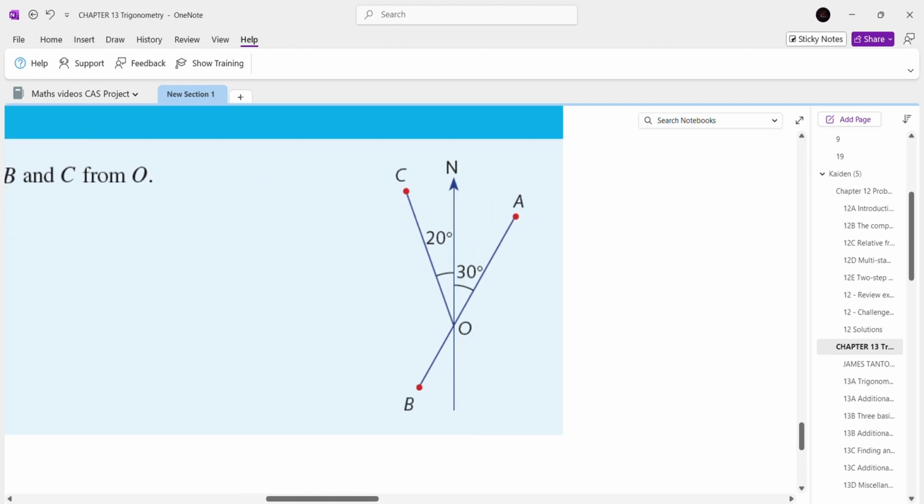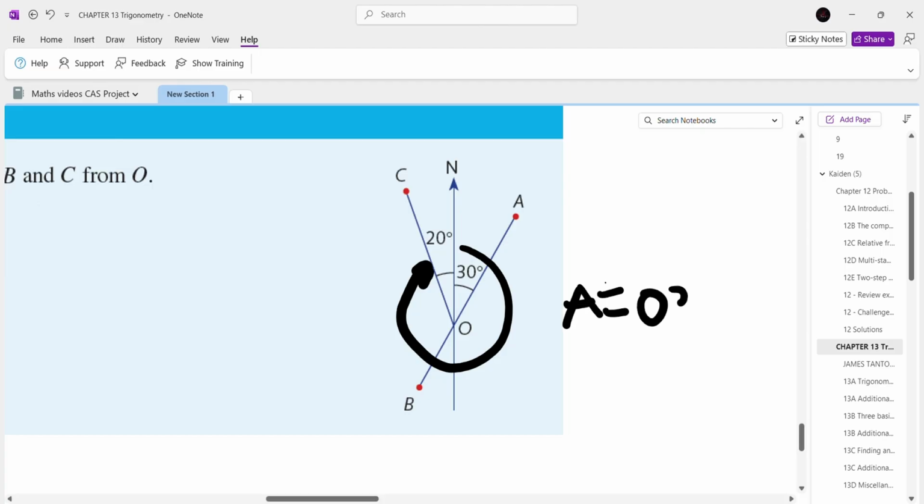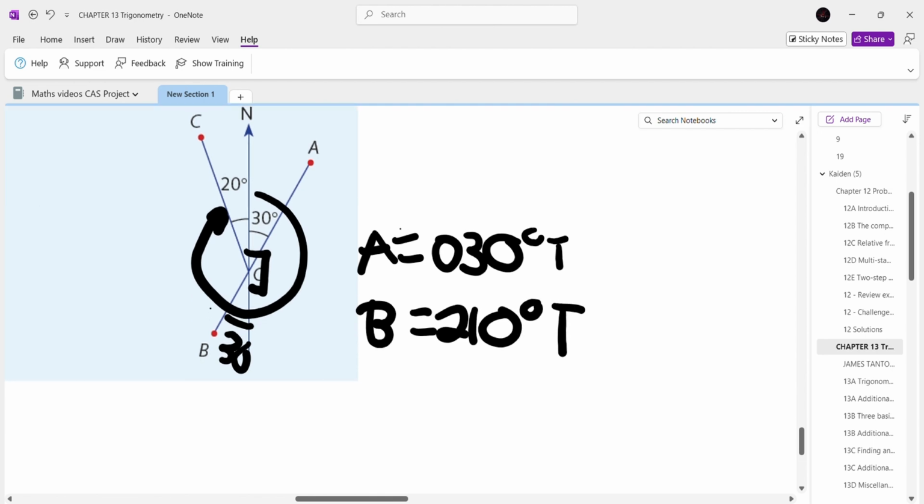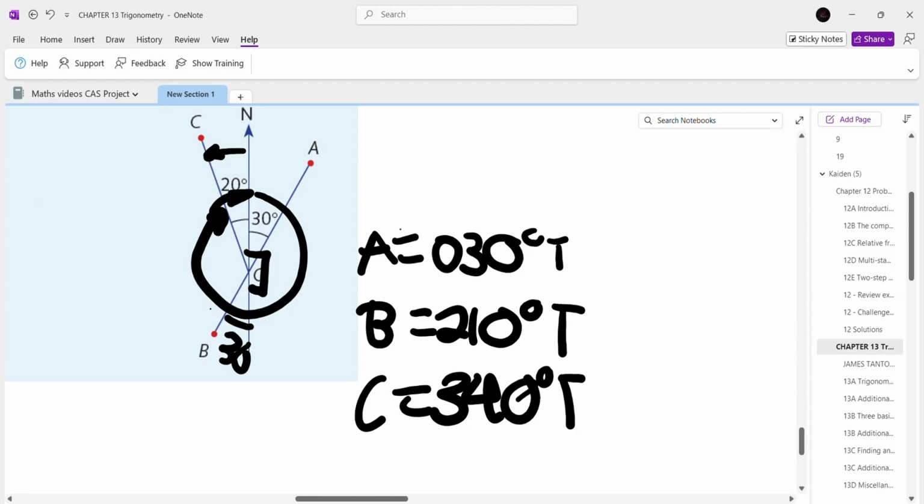So our true bearings with this, right here, obviously we go around clockwise like this. So 30 degrees right here. So A would just be at true bearing 030T. B, being opposite to this, is just 30 degrees plus 180, because this is a straight line. So therefore 180 plus 30 is just 210. So B is at true bearing 210 degrees T. And finally C would just be 360, a full rotation, minus 20. So C is at 340 degrees T.